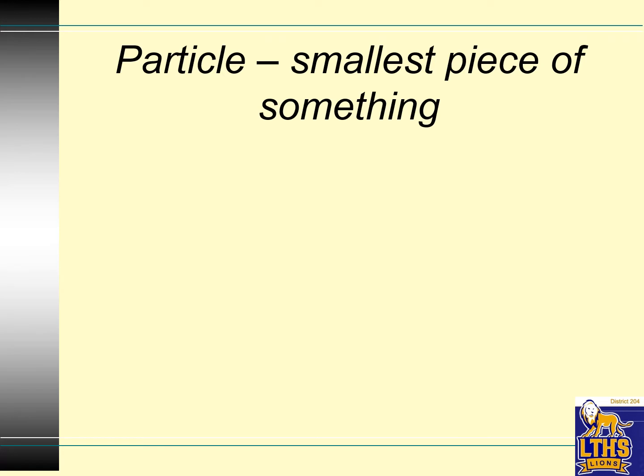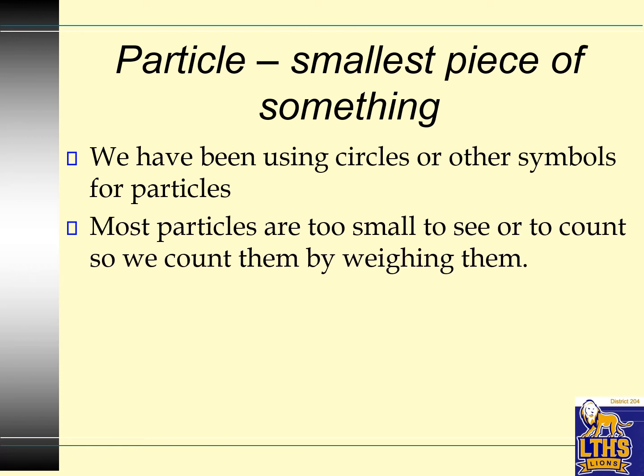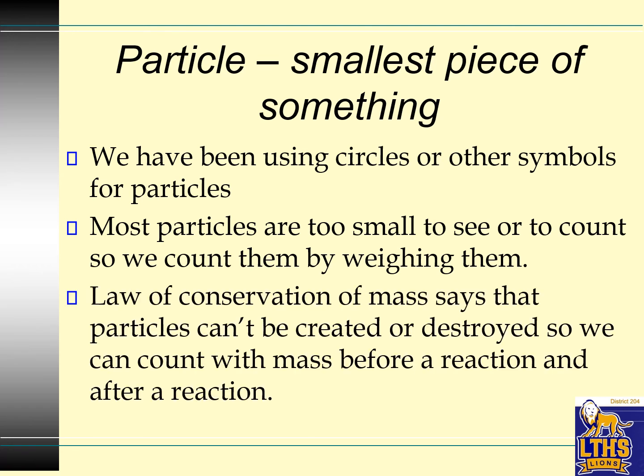Okay, now we're going to take this to chemistry level by talking about the smallest pieces in chemistry, and right now it's particles. We've been using circles or other symbols for particles. Particles are too small to see or count, so we're going to count them by weighing them. The law of conservation of mass says that particles can't be created or destroyed, so we can count with mass. The mass before and after a reaction should be the same because the number of particles doesn't change. One type of particle is called an atom. There are other types of particles, like combinations of atoms, which can be called molecules.